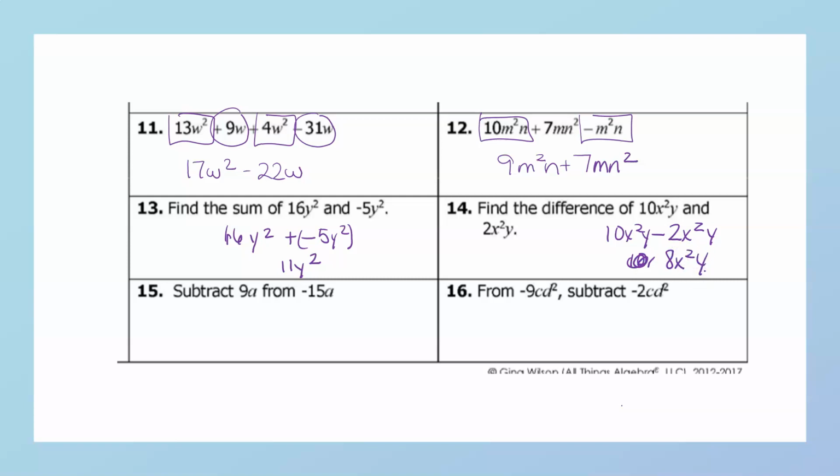Subtract 9a from negative 15a. Make sure the order is right. So this will be negative 24a. Make sure that order is right. From negative 9cd squared, subtract negative 2cd squared. It's positive, so I have negative 7cd squared.